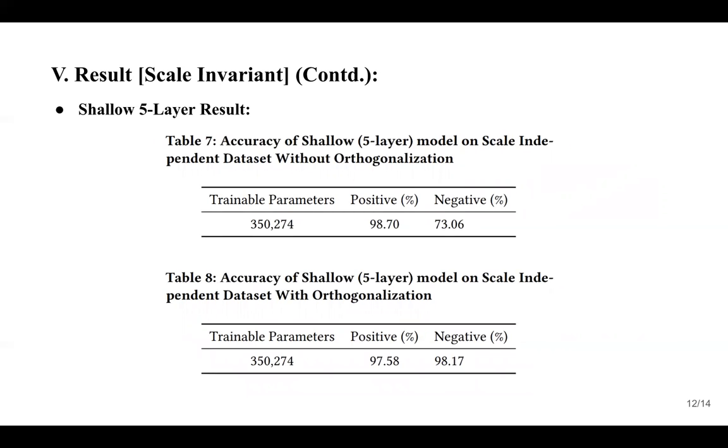For the scale-invariant task for the shallow network, in table 7, we can see the accuracy of the shallow network on the scale-independent dataset without orthogonalization. Here you can see in the negative class, it performs far worse than the other models. In table 8, we can see that with orthogonalization, we can achieve good results in the negative class using the shallow network.